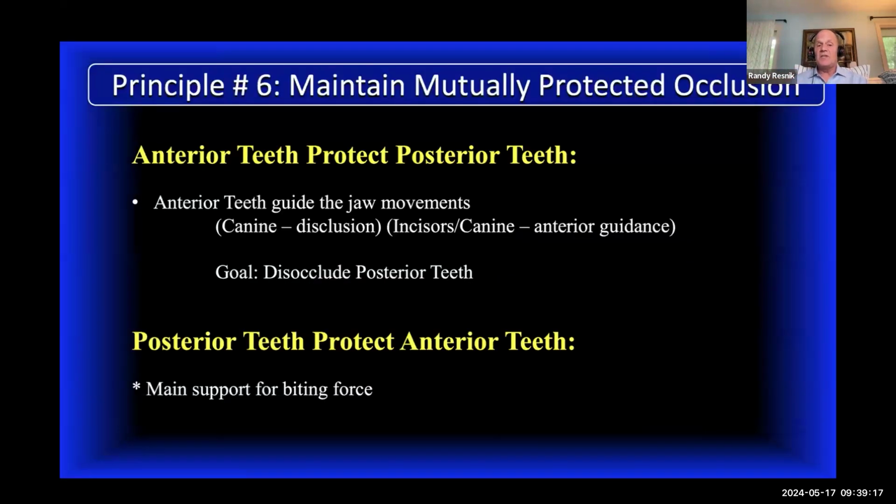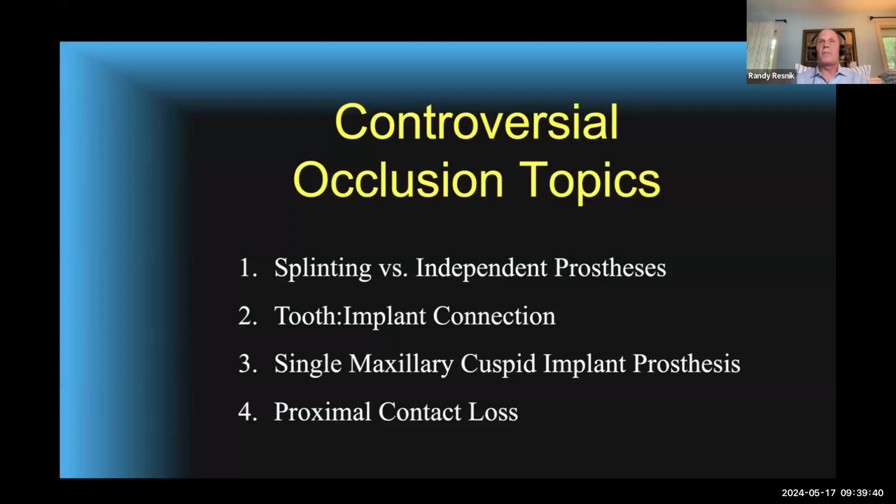When we look at the posterior teeth, when the patient bites together, the reason their surface area is so great is they're going to take the majority of the force. Because they take the majority of the force, they're going to take the pressure and the stress off of the anterior teeth. So the bottom line is we want to maintain mutually protected occlusion in these situations. So that concludes the single and the multiple implants.